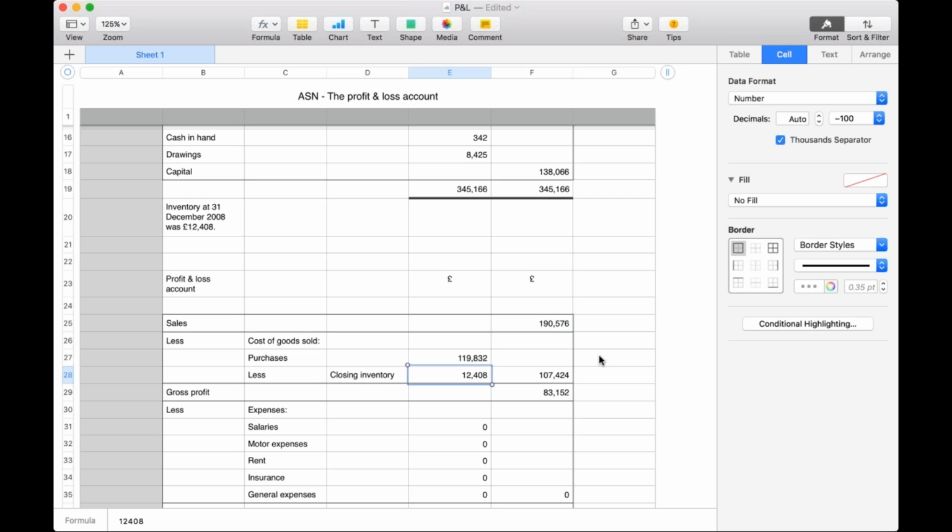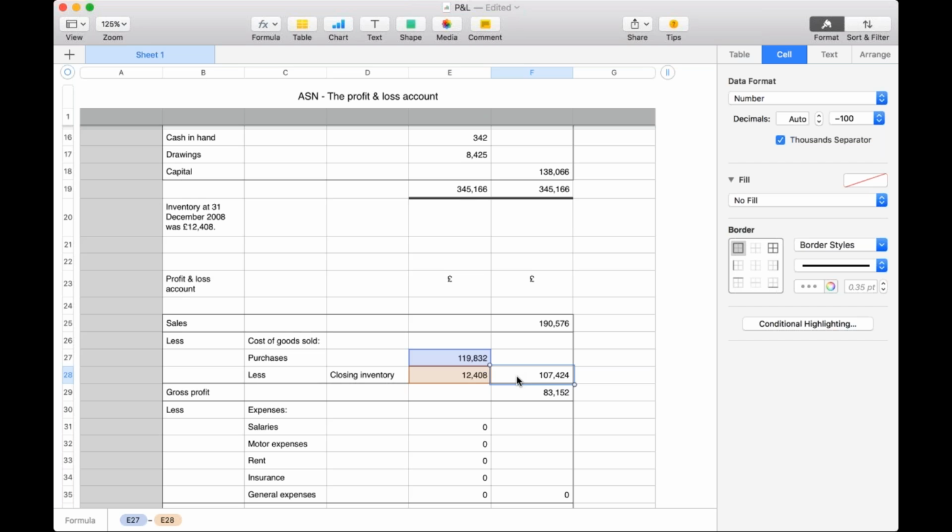So it's £12,408 that we've got left as stock sitting in our warehouse. We haven't used that stock to generate those sales, so we have to take it off the purchases figure. I hope that makes sense. So in other words, I'll try and say it another way. This closing stock figure of 12,408 is included in that purchases figure of 119832. But the reason we need to deduct it is because it wasn't used in the period to generate those sales. So I hope that makes sense. So the actual cost of making those sales was the purchases less the closing stock, which is why it's 107,424.